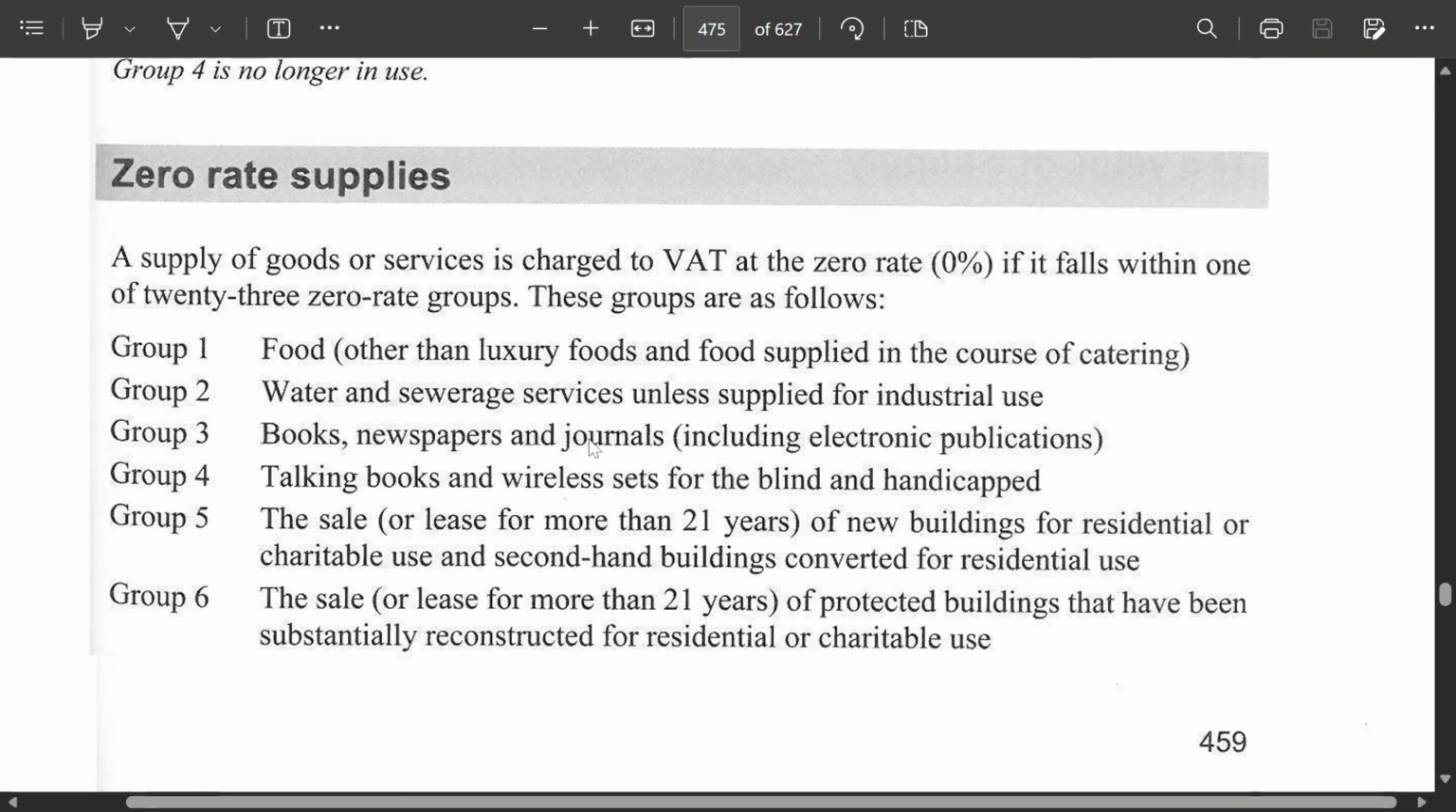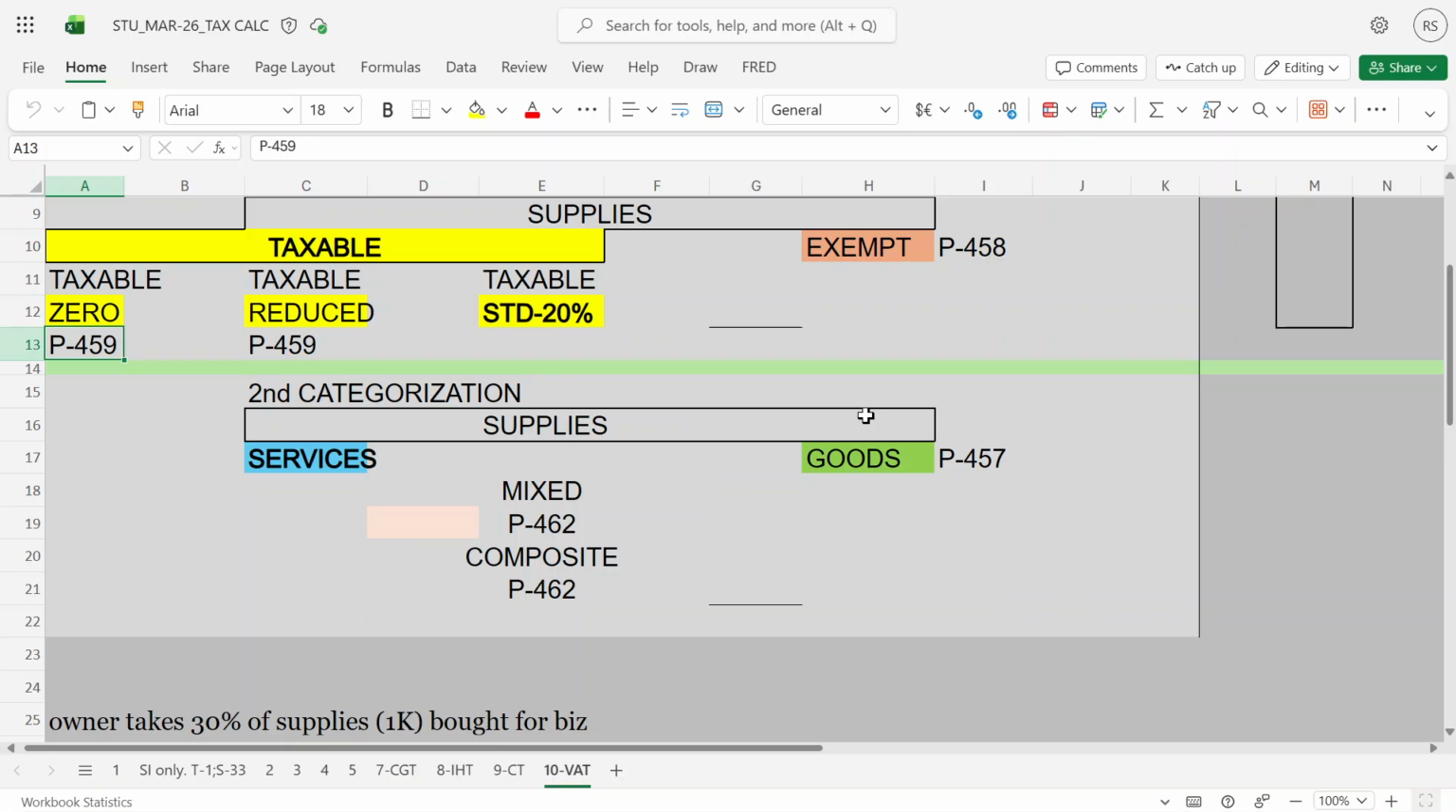So some basic stuff like these are all quite important. You see these are mentioned in the books, in the slides as well. Books, newspapers, children's clothing. Children's clothing is not mentioned here, but it's there in the slides, I think. Food, non-luxury food, etc. So you should have some idea about what these are.